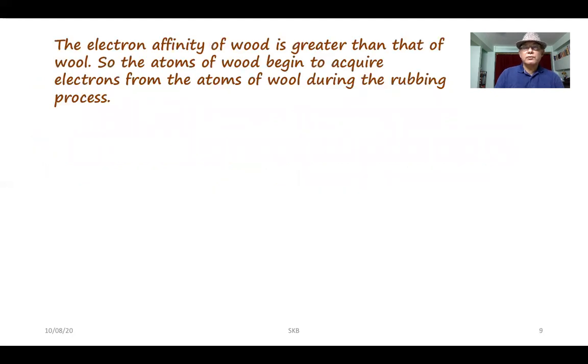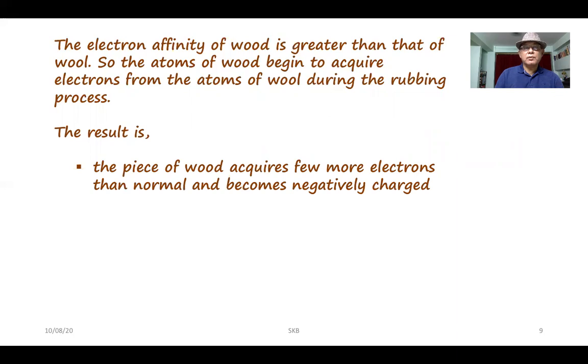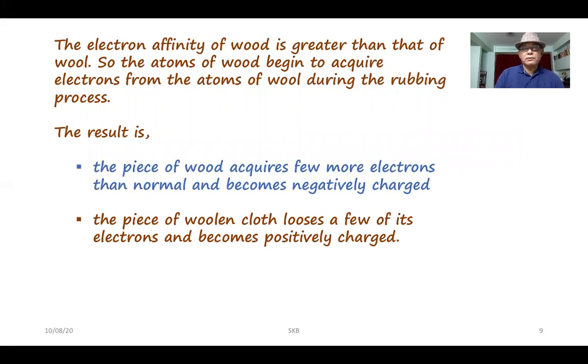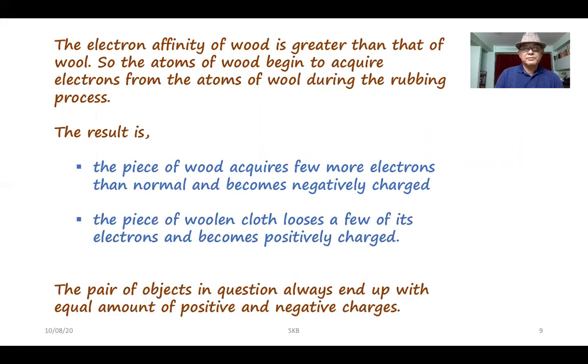The electron affinity of wood is greater than that of wool. So the atoms of wood begin to acquire electrons from the atoms of wool during the rubbing process. The result is the piece of wood acquires few more electrons than normal and becomes negatively charged. The piece of woolen cloth loses a few of its electrons and becomes positively charged. The pair of objects in question always end up with equal amount of positive and negative charges.